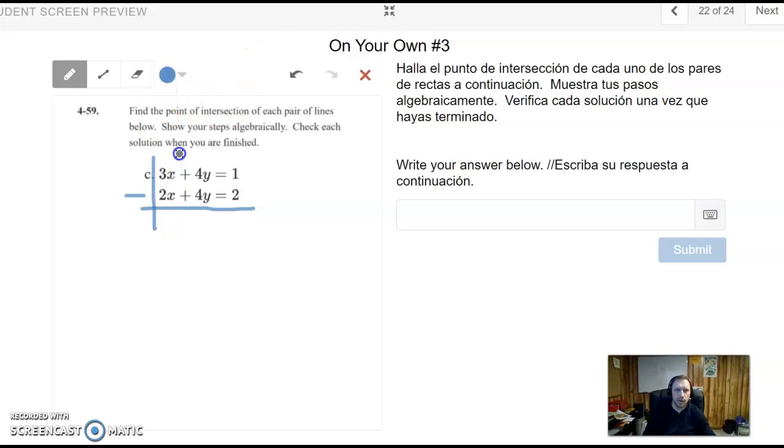All right, so I'm going to just kind of make some columns here. I'm subtracting each part of this. So 3x minus 2x is just x. 4y minus 4y is 0. And this one's going to get you, I know, if you're not paying attention. 1 minus 2 is negative 1. And so I have x equals negative 1 if I rewrite all of this.